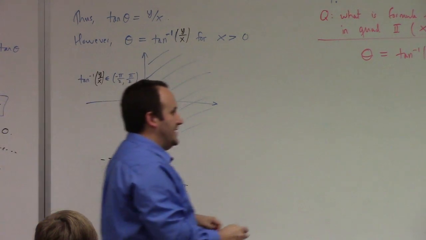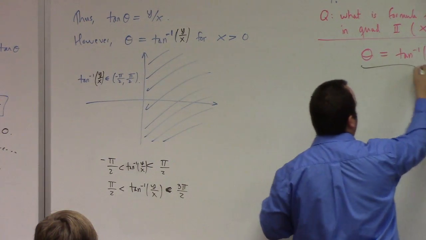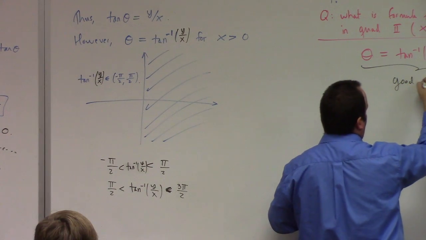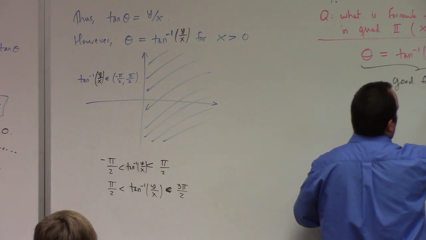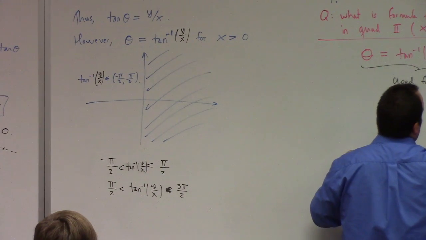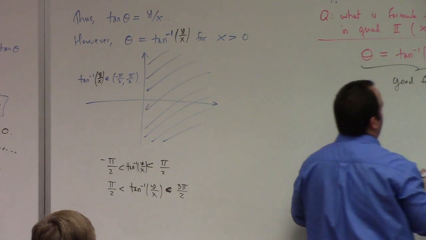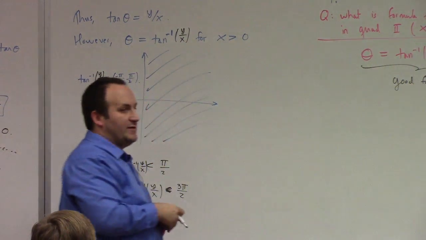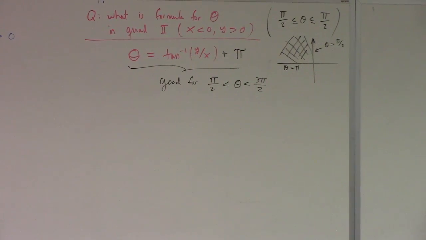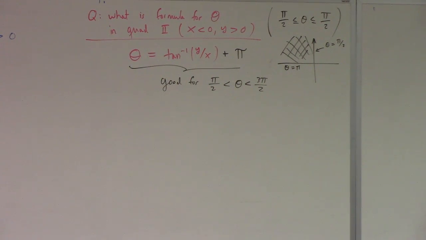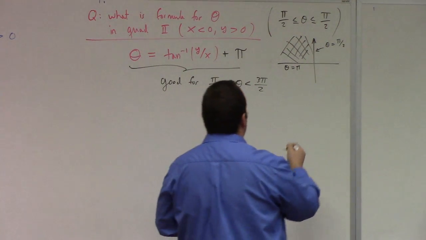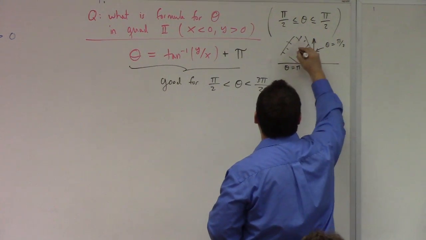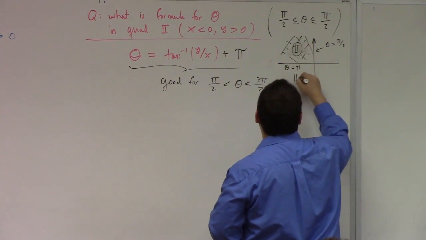I went further than I expected. I mean, this is good for what? In other words, we wanted to find a formula for quadrant 2. I got a formula for quadrants 2 and 3, as it happens. Inverse tangent of y over x works for quadrants 1 and 4. Inverse tangent of y over x plus pi gives you theta for quadrants 2 and 3.